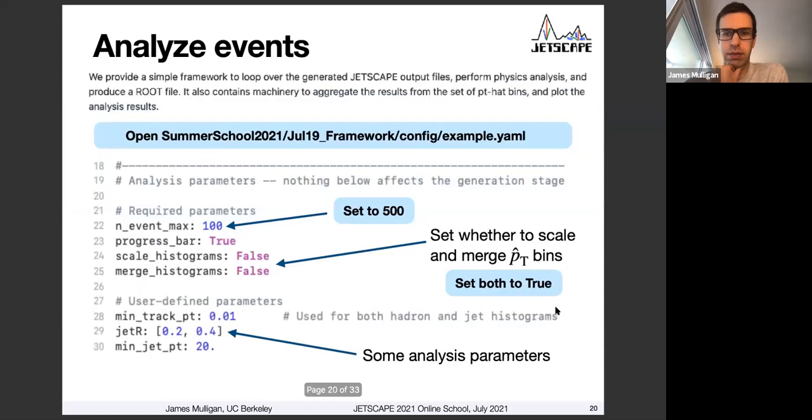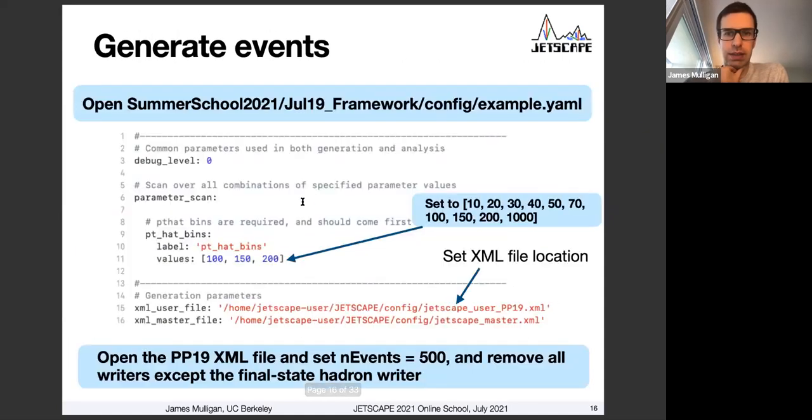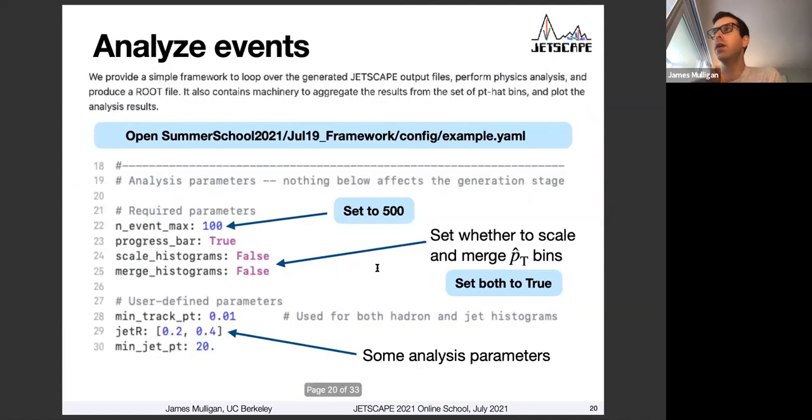And just to be absolutely clear, back when we were editing this example.yaml file, we put in these values like 10, 20, 30, up to 1,000. These are other examples that one can use. So what this code will do is create a JETSCAPE configuration file with a pT hat min of 10, and it will generate some events with that. Then it will create another JETSCAPE configuration file with a pT hat min of 20 and generate more events like that, and so on for each of these. So there's nothing particularly special about those numbers. You just want to set them to be in the range that you want to generate the kinematics for. Okay.